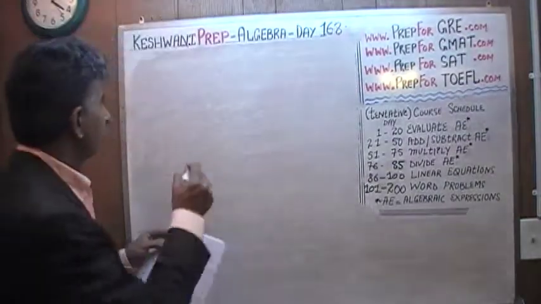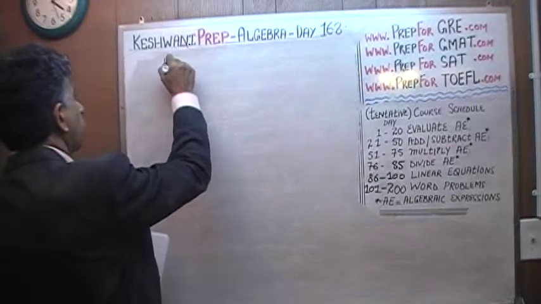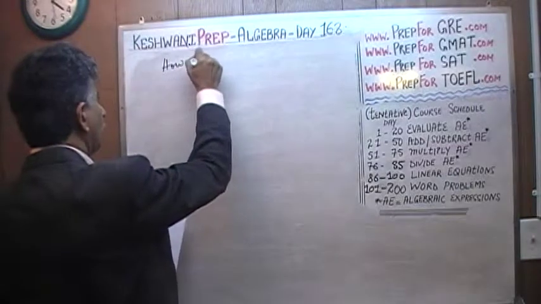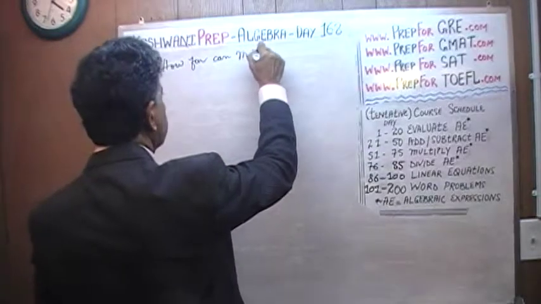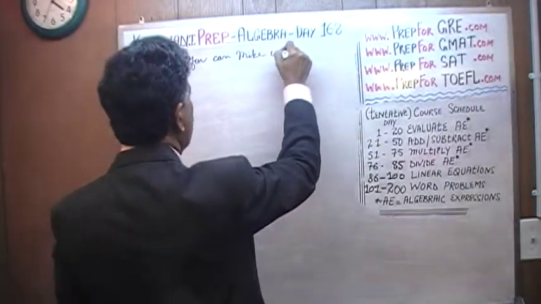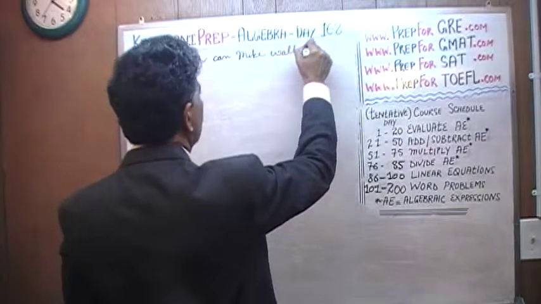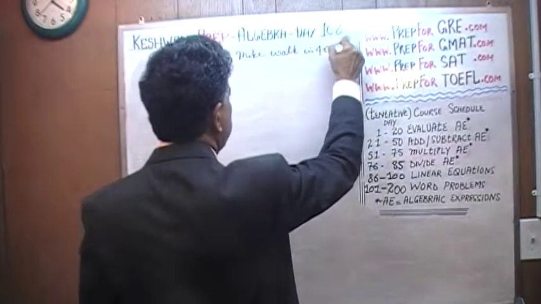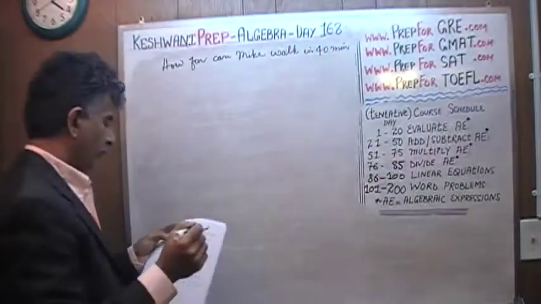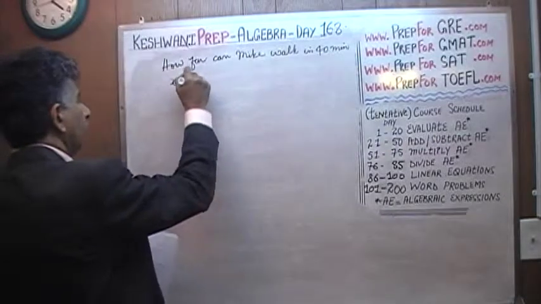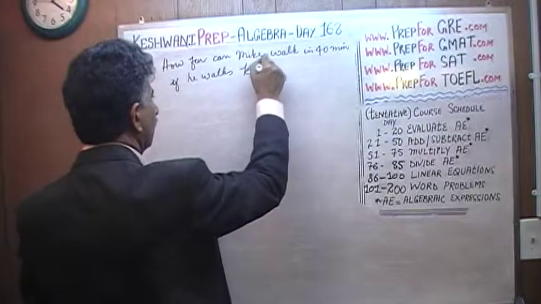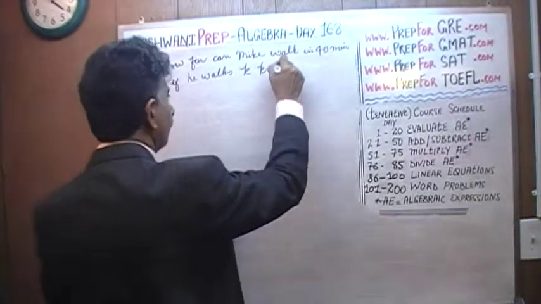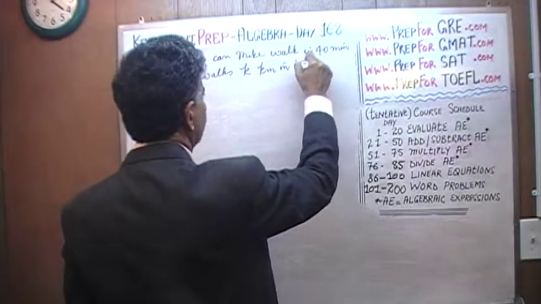The question is, how far can Mike walk in 40 minutes? How far can he walk in 40 minutes if he walks k kilometers in h hours?